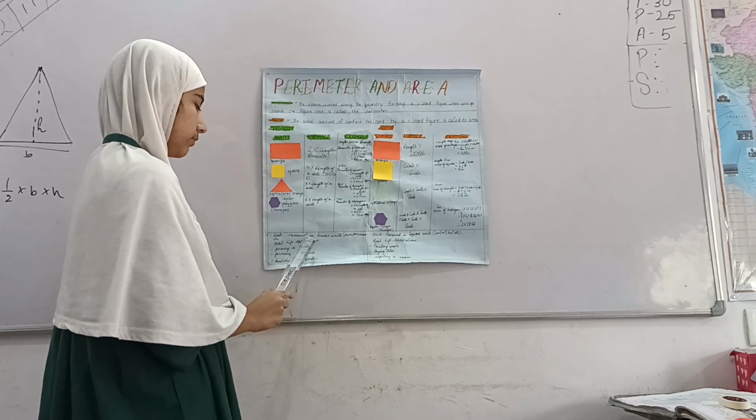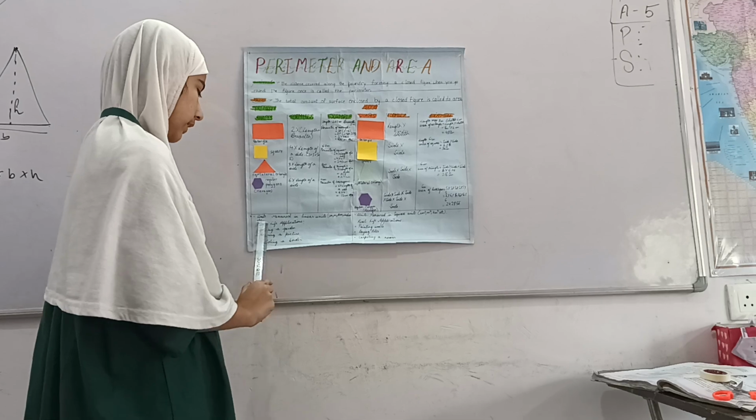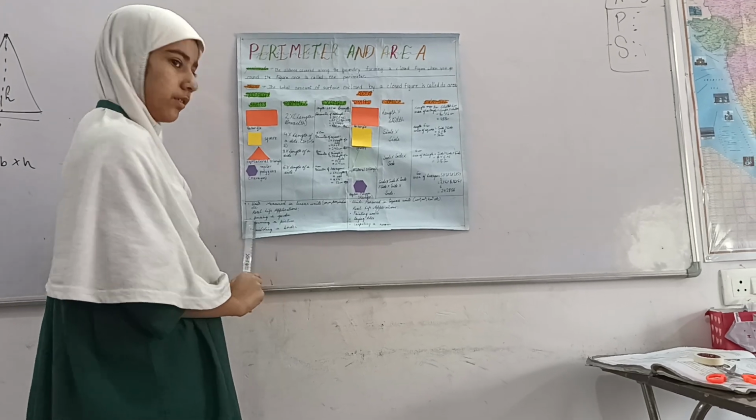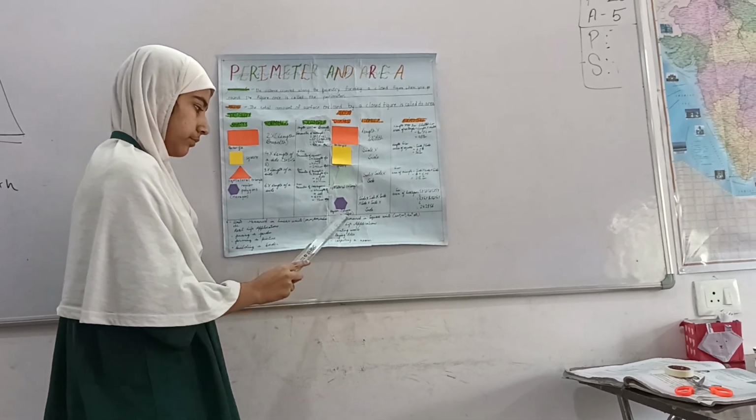Perimeter is measured in linear units like centimeter, meter, kilometer, inches, etc. Real life application: fencing a garden, framing a picture, building a boundary.